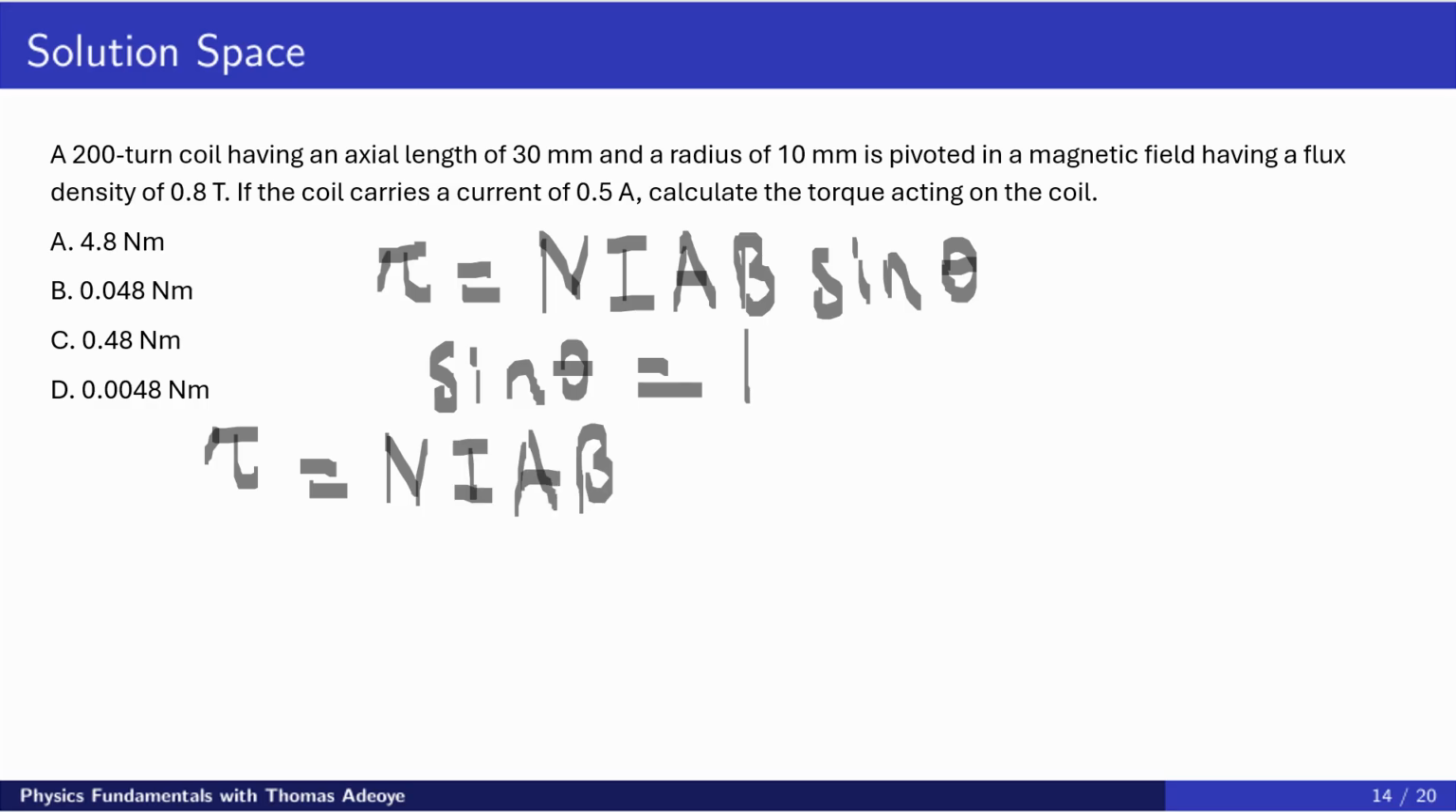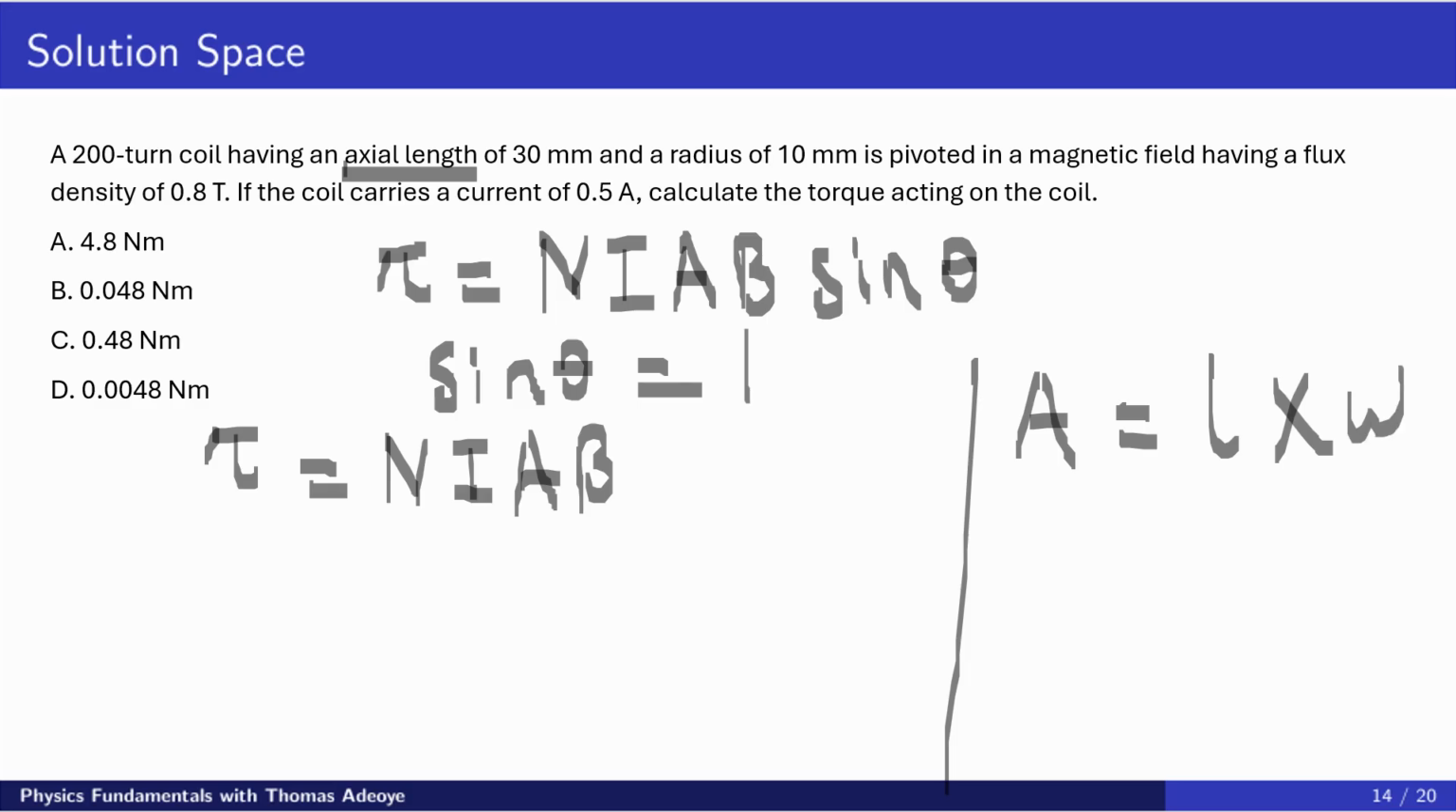So the first thing we need to calculate is our area. Ordinarily area should have been pi r squared, if the question says a circular coil. But since they didn't mention a circular coil, for any coil with axial length, the area is length times W, where the width W will be equal to 2 times the radius.